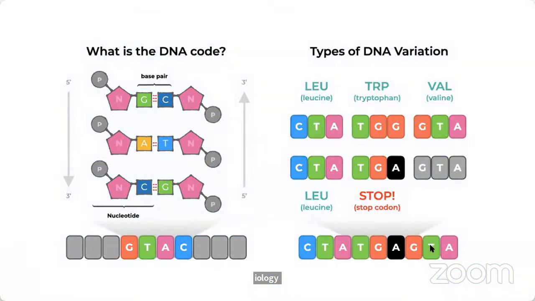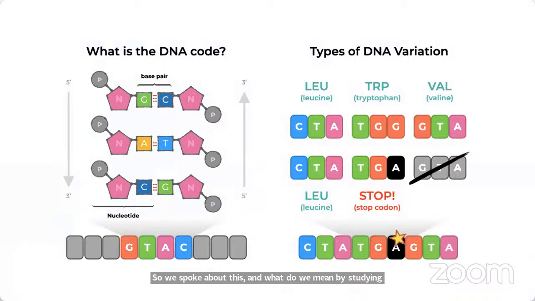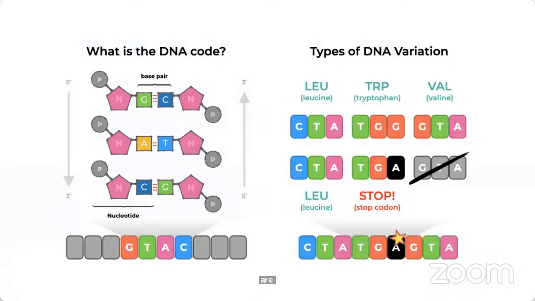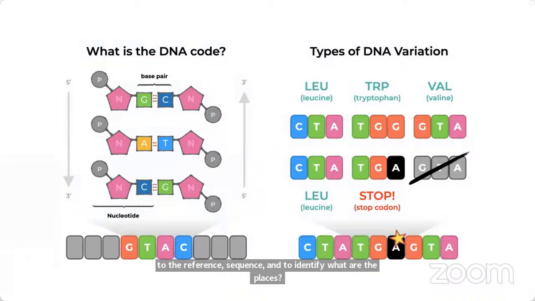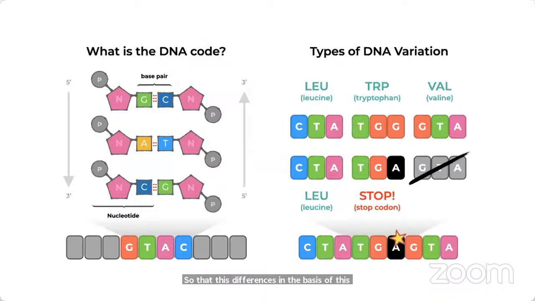So we spoke about this, and what do we mean by studying DNA variation? When we discuss studying DNA variation, we always want to compare the sequences that we have in the current sample to the reference sequence, and to identify the places in which the sequences or bases differ. These differences in the bases, or in the nucleotides, or in this DNA code, can give rise to unwanted effects, which we call mutations, or typically they are termed as DNA variants.